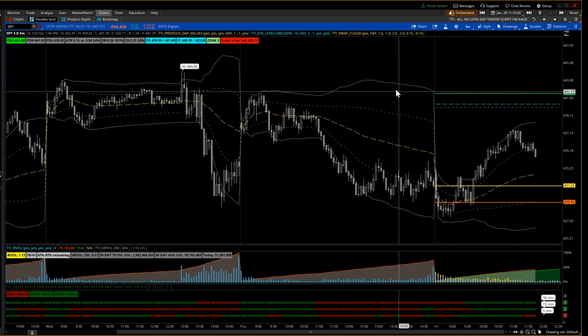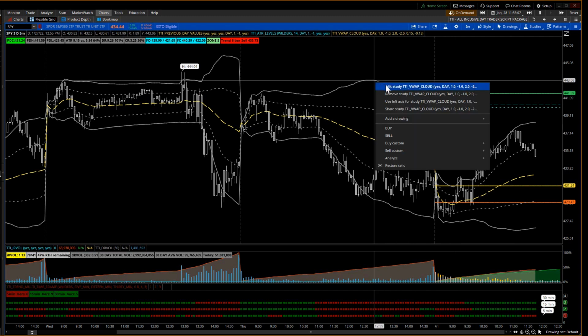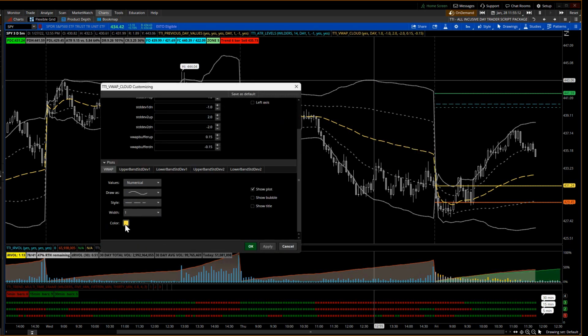These particular components are configurable to change how they're displayed. If you want to see that, you just right click, hit edit study, and you go in here and you change either the color you want on the volume weighted average price, or you can go through and change how these different bands are displayed, the colors and so forth. If you want to see the bubble out here to the right, all that stuff is configurable for you within the parameters of the script.